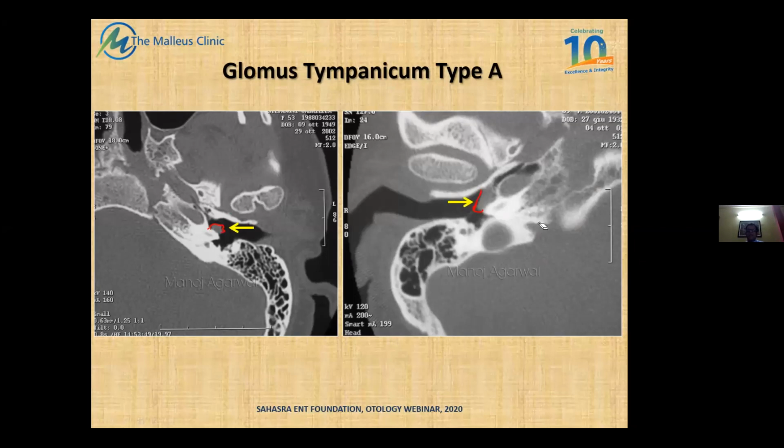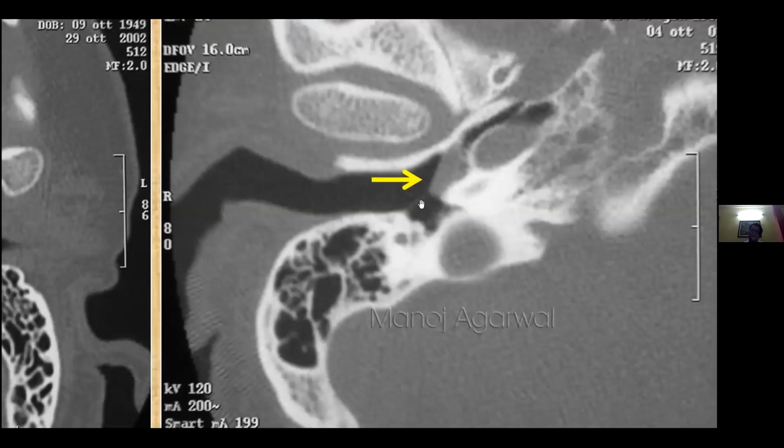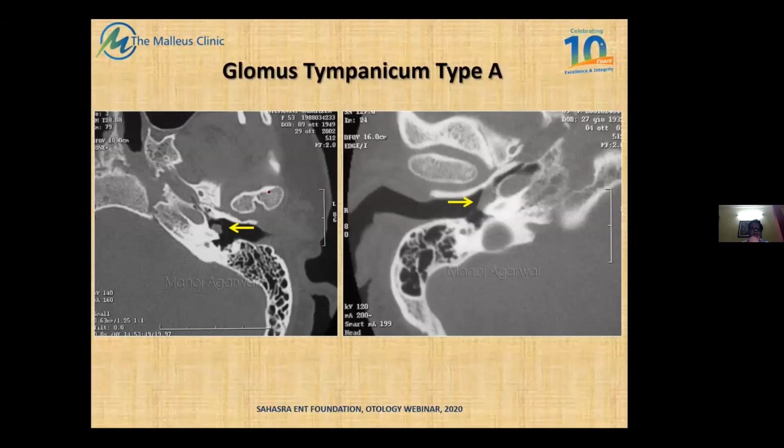Again, if we magnify the view here, we'll find the glomus adherent to the undersurface. See, this is the tympanic membrane here, and how the glomus is adherent to the undersurface. And why is it tympanicum? It's a localized glomus on the promontory. Why is it from the promontory? Because it is supposed to be arising from the paraganglionic cells around the caroticotympanic artery and in the close vicinity to the Jacobson's nerve. So this is a localized glomus, the glomus tympanicum type A.